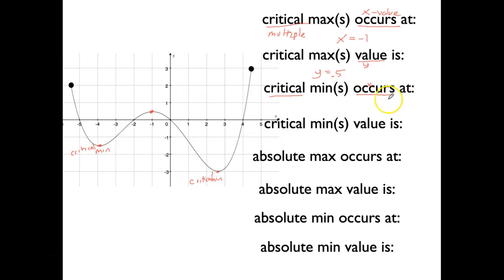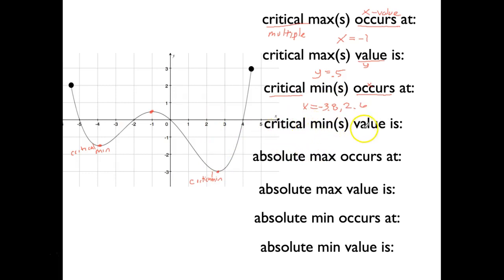Okay, and it's saying where do they occur? So the x values. So it occurs at about negative 4, I'll say negative 3.8. I mean, this is kind of a guessing game here because it's a graph. And then this one occurs, I don't know, maybe like 2.6 or so.